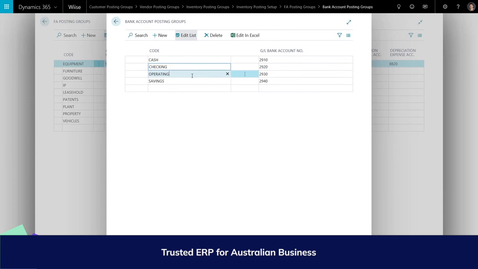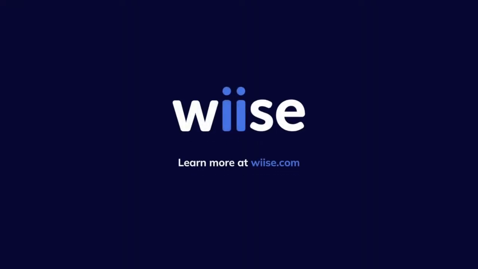You have now seen customer, vendor, inventory, fixed asset, and bank account posting setup. This connects the sub-ledger books to the general ledger book in Wiise. The next video will explain tax posting setup, referred to as GST posting setup. The video will also contain a scenario utilizing all forms of this posting setup, such as general, specific, and tax posting setup.